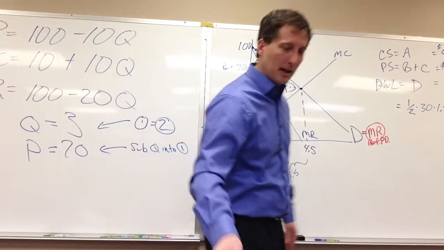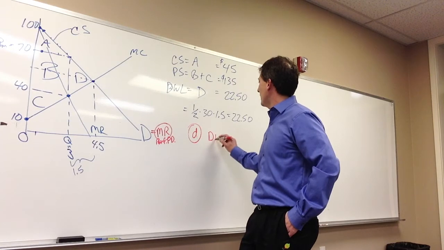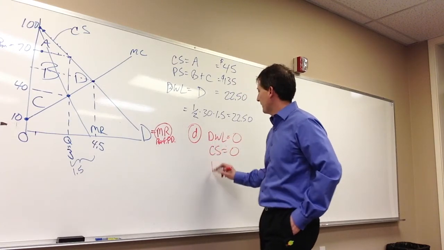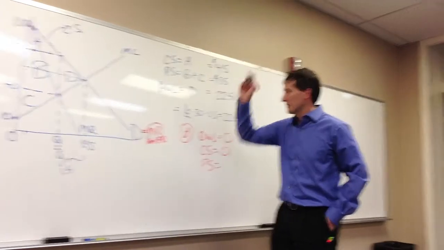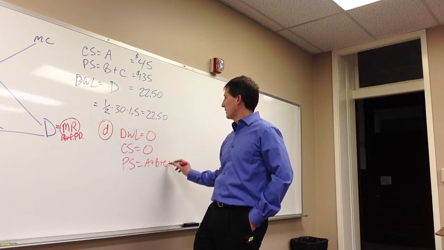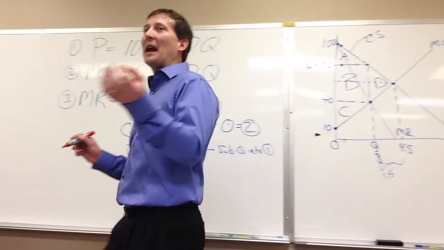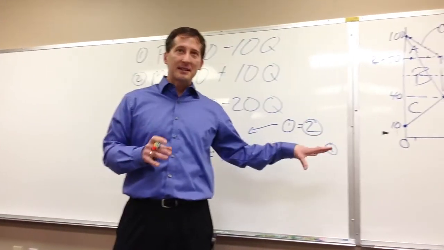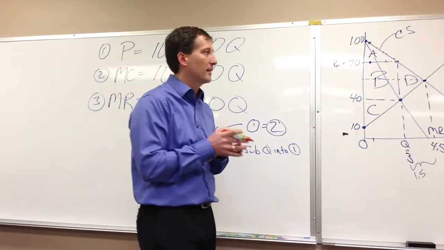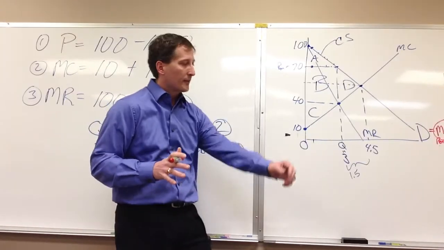All right, so questions on that. So part D is deadweight loss is 0, consumer surplus is 0, and producer surplus is the whole thing. A plus B plus C plus D. Which shows us the motivation for businesses to try to come up with price discrimination schemes. And that's what we're going to spend some time on in chapter 10, on various pricing.